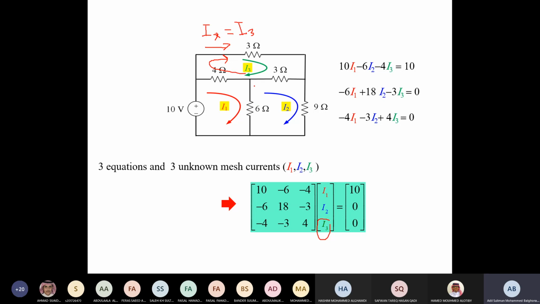If the required is, for instance, the current in this direction, up, I will say that this is I2, okay, I2 minus I1. And I will find I1 and I2 only. Okay, that's what I need.